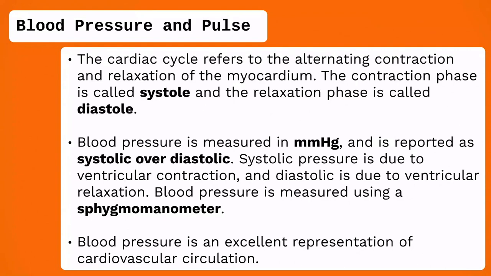Blood pressure is measured using a sphygmomanometer, and blood pressure is an excellent representation of cardiovascular circulation. So a lot of times you're just going to hear this as a blood pressure cuff, and you'll use the stethoscope, a blood pressure cuff, to inflate. You'll wait until you hear the patient's pulse the first time, and then you'll deflate until you stop hearing the patient's pulse. So that is the basic principle of taking blood pressure as well as assessing cardiovascular health.